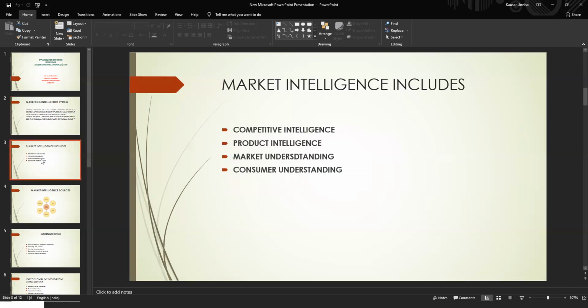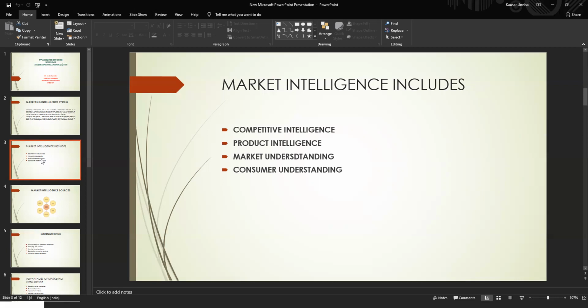And the next part is what this marketing intelligence is going to include. This marketing intelligence, we know, is going to provide the organization with information regarding the opportunities or the complexities which have to be faced in the existing market by the organization. So it includes competitive intelligence.